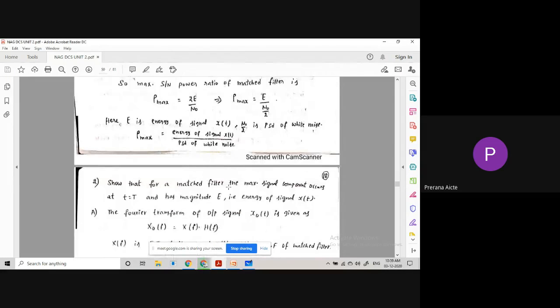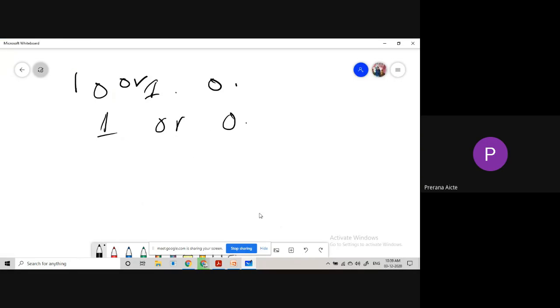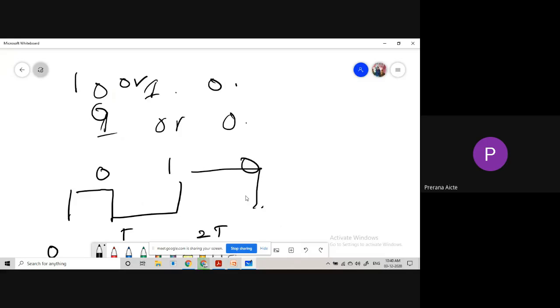Then we go for the second property. What is that second property? For a matched filter, the maximum signal component occurs at t equal to capital T. That is because of the time duration of a bit. If you are going to transmit 0, 1, 0, what is the bit duration? It should be 0 to T, then 2T, like that. Starting from 0, T, then 2T, like this.